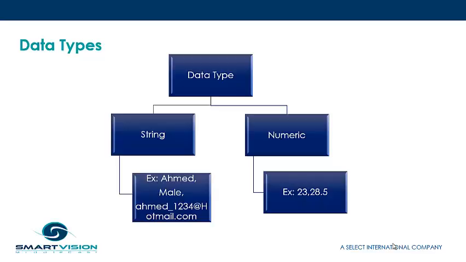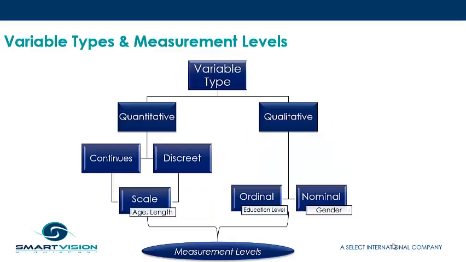The core difference between numeric and string data is that we can do any sort of calculations on numbers, but it's impossible to do the same with characters, such as the name Ahmed. Before explaining the different types of variables, it would be better to explain first what a variable means.